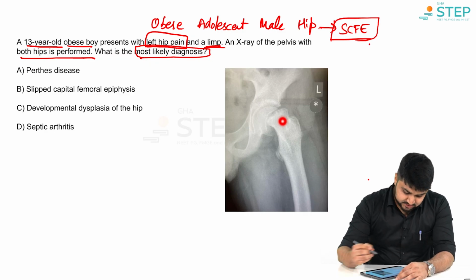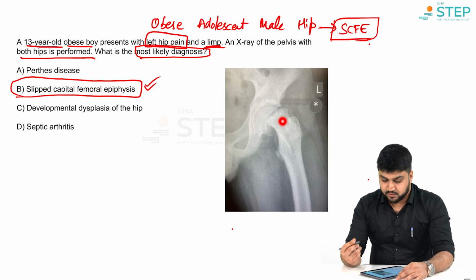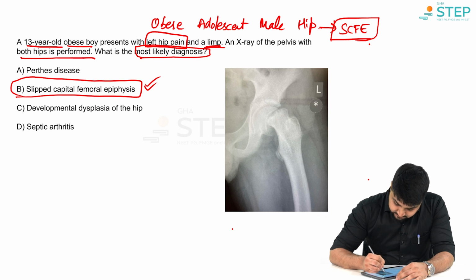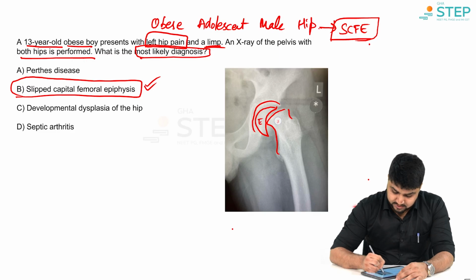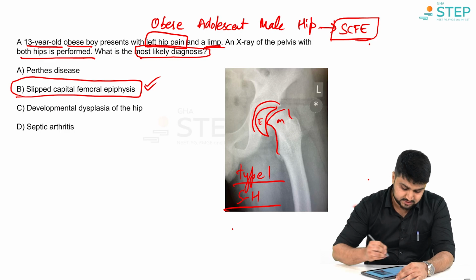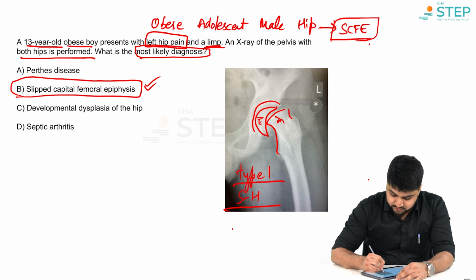Okay, so as you can see in the options, we have slipped capitofemoral epiphysis in option B, which will be the right option. However, let's confirm our diagnosis by looking at the X-ray. So this is an X-ray of the left hip. This is the acetabulum. This is the femoral epiphysis, and this is the femoral metaphysis. So as we can see, the relation of the epiphysis and the metaphysis is definitely disturbed. The epiphysis has slipped over the metaphysis. So this is an example of type 1 Salter-Harris injury, as we have already discussed, and this is slipped capitofemoral epiphysis.